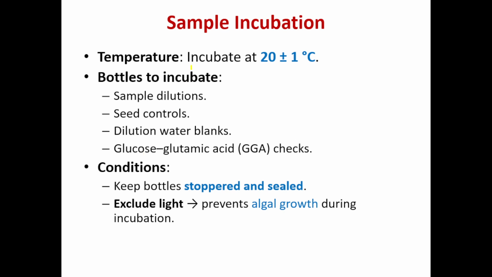We need to incubate samples at 20 plus minus 1 degree Celsius, and the bottles to incubate are sample dilution, seed control, dilution water blanks, and glucose glutamic acid checks. We need to keep bottles stoppered and sealed. And we need to prevent algal growth, so we need to prevent exposure of the bottles to light.